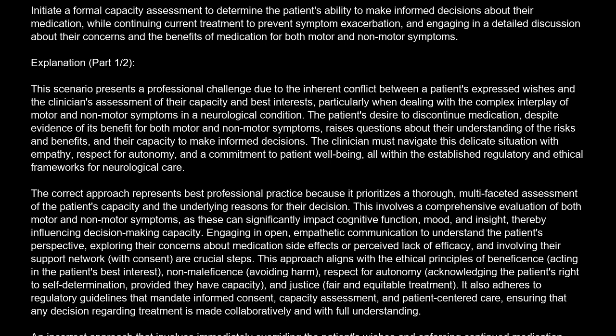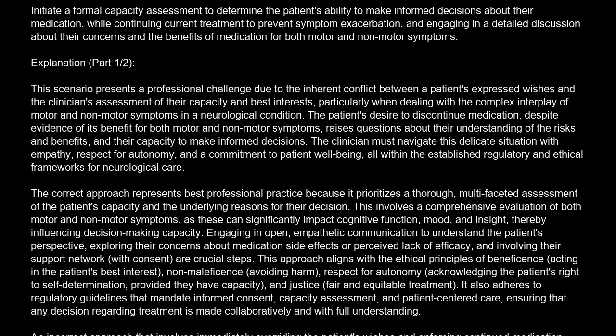The correct approach represents best professional practice because it prioritizes a thorough, multifaceted assessment of the patient's capacity and the underlying reasons for their decision. This involves a comprehensive evaluation of both motor and non-motor symptoms, as these can significantly impact cognitive function, mood, and insight, thereby influencing decision-making capacity. Engaging in open, empathetic communication to understand the patient's perspective, exploring their concerns about medication side effects or perceived lack of efficacy, and involving their support network with consent are crucial steps.